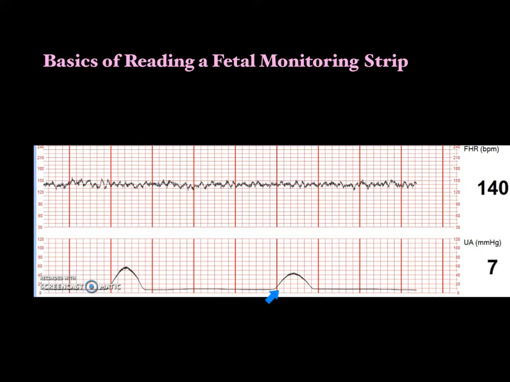We can count the duration. These little boxes, remember, are 10 seconds each. 1, 2, 3, 4, 5, 50 seconds. Here they are, 1, it's a little hard with the logo, 2, 3, 4, 5. So we have contractions that are 4 minutes apart, 50 seconds each. And I'm going to let that strip run just so you see what it looks like.